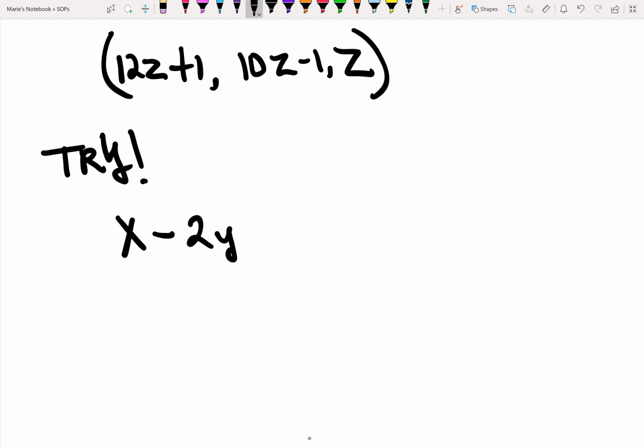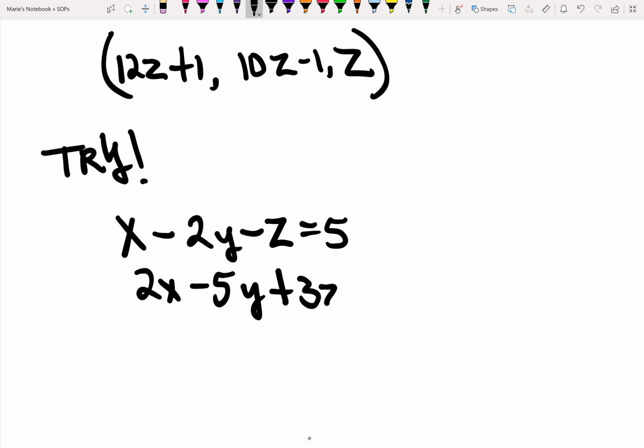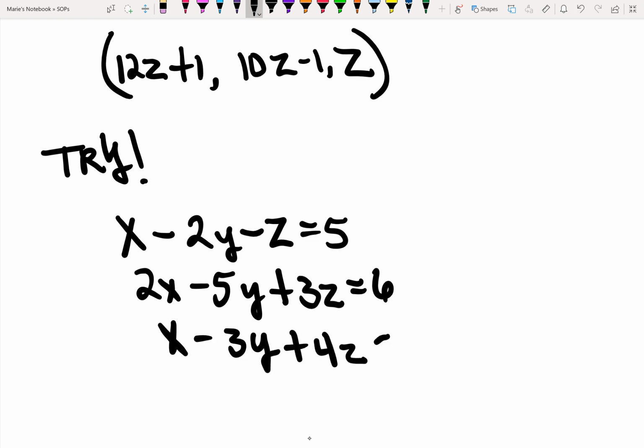You end up with x minus 2y minus z equals 5. And here is 2x minus 5y plus 3z equal to 6. x minus 3y plus 4z equal to 1. So I am going to give you the solution set here.